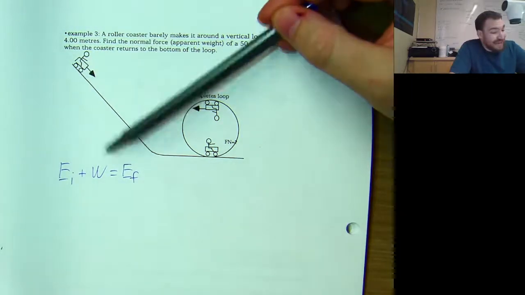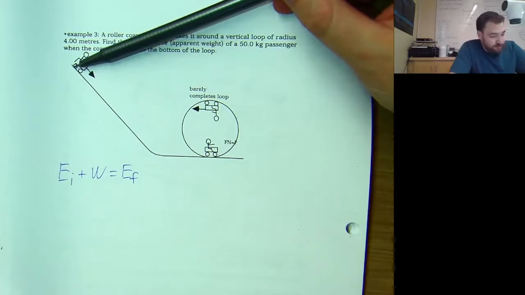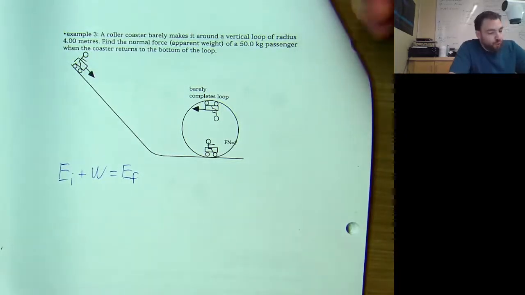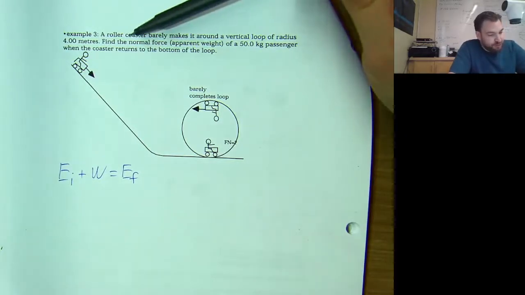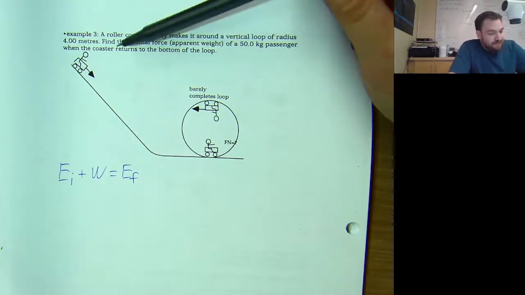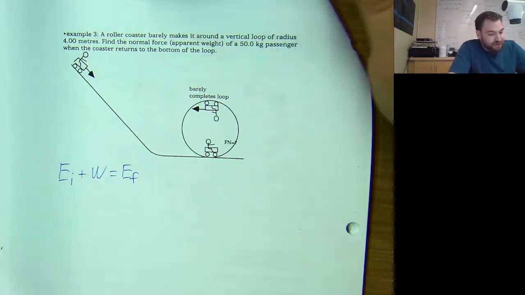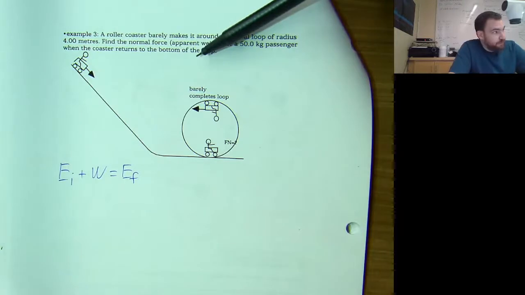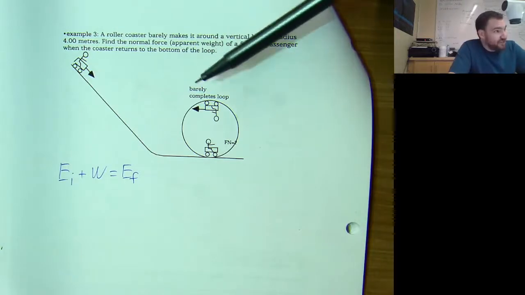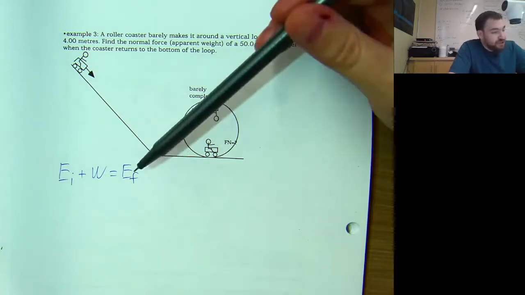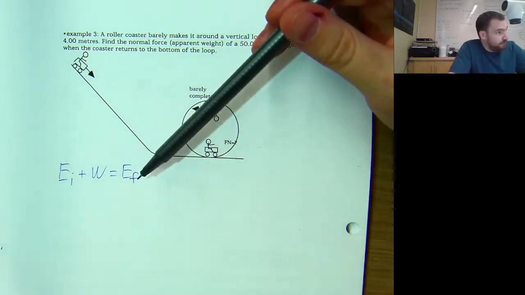Do you know the height? So you can't deal with it from here. Okay? So the question says, let me read the question again. A roller coaster barely makes it around the loop. Find the normal force of a 50 kilogram passenger when the coaster returns to the bottom of the loop. So the only portion of the problem that we actually care about is what? Is the loop. So the energy is going to deal with what portion of this problem?